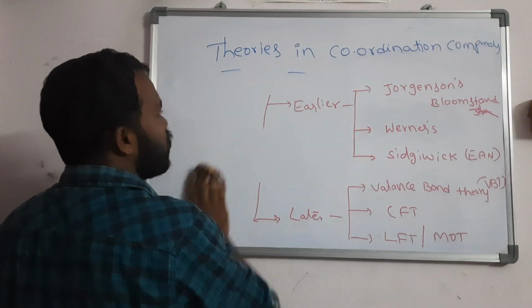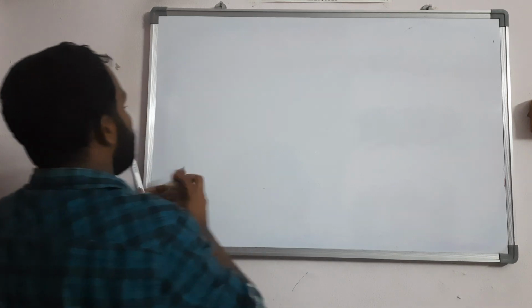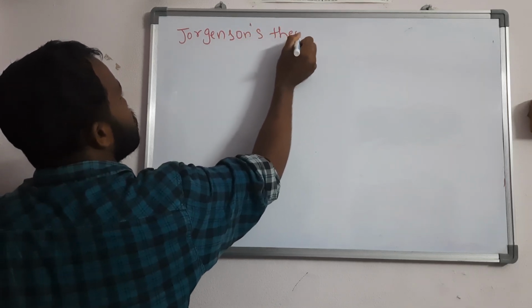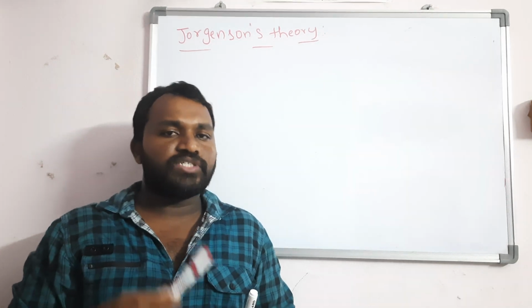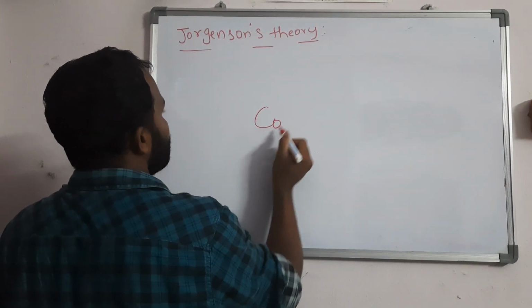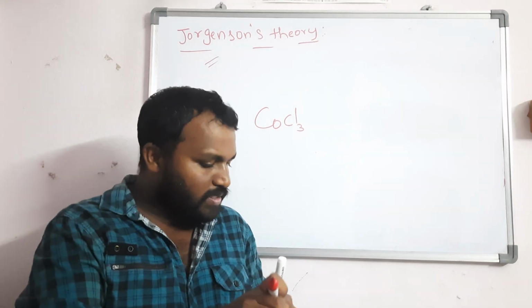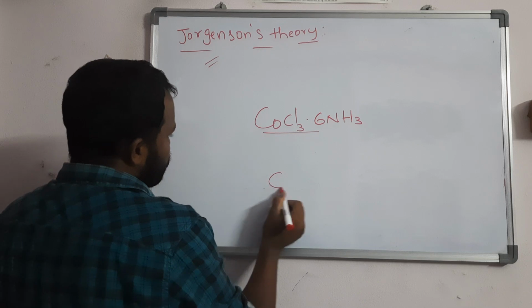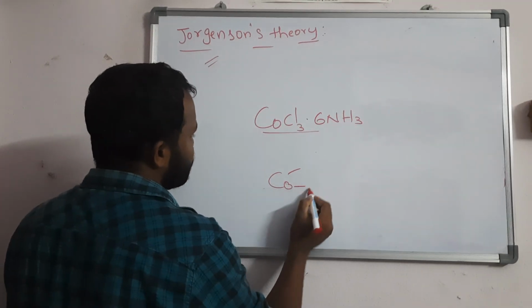The first theory proposed was the Jorgensen chain theory, or Jorgensen-Bloomstrand theory. According to this theory, ligands are bonded to the metal in the form of a chain. For example, Jorgensen took the hexaammine cobalt chloride complexes. If I take this example, this is the structure proposed by chain theory. I will write it all out, but I am just explaining how you will write.